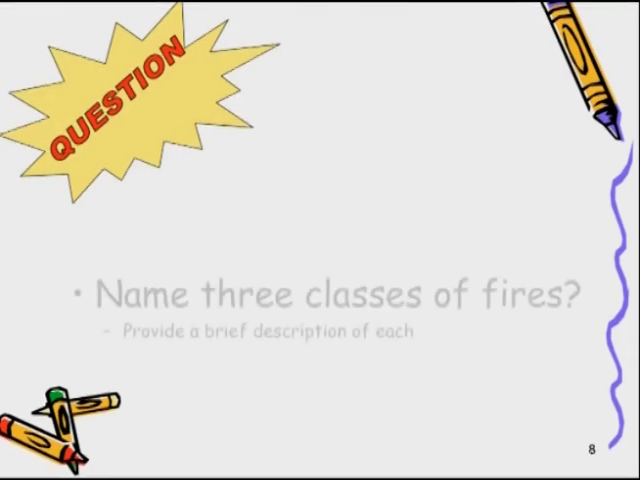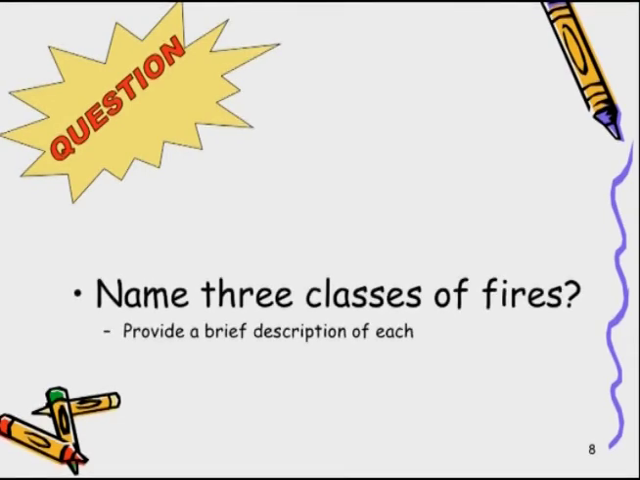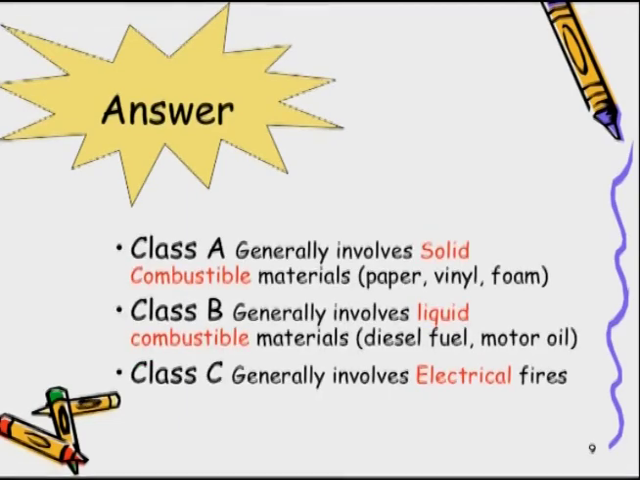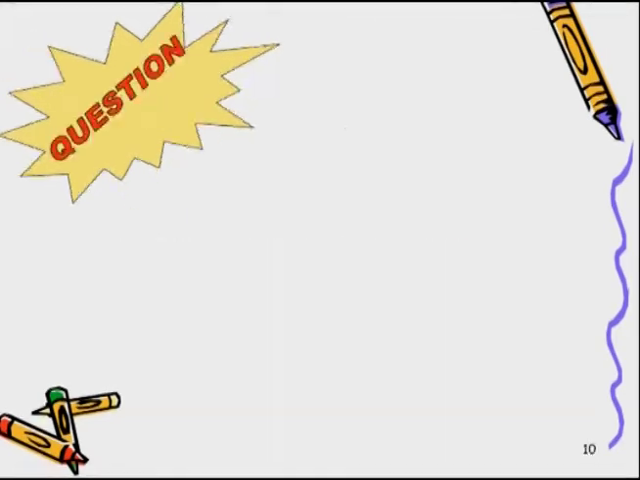Review question. Name 3 classes of fires and provide a brief description of each. The answer: Class A generally involves solid combustible materials such as paper, vinyl, or foam. Class B generally involves liquid combustible materials such as diesel fuel or motor oil. And Class C generally involves electrical fires.